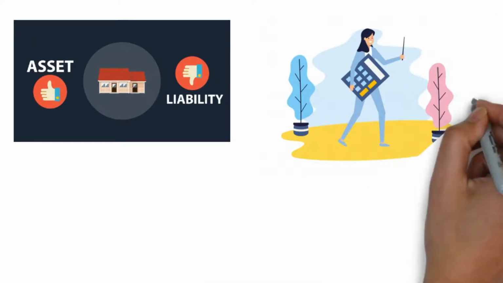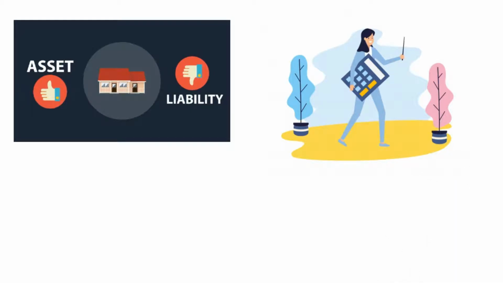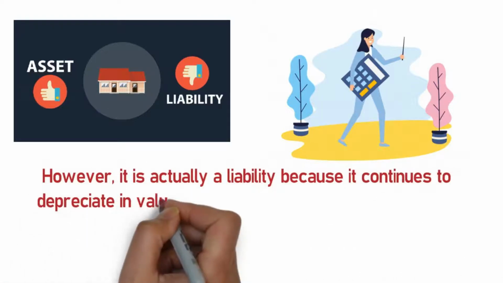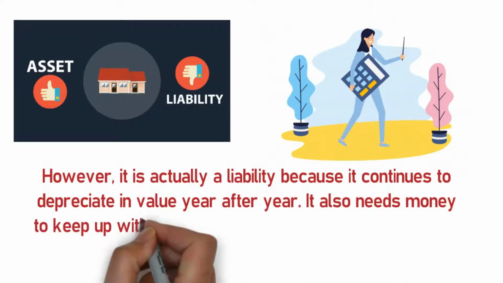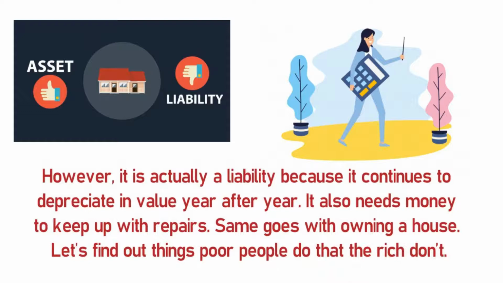Poor people do not fully understand the real definition of an asset. They might think that their car is an asset because it is an item that holds value. However, it's actually a liability because it continues to depreciate in value year after year. It also needs money to keep up with repairs. Same goes with owning a house.